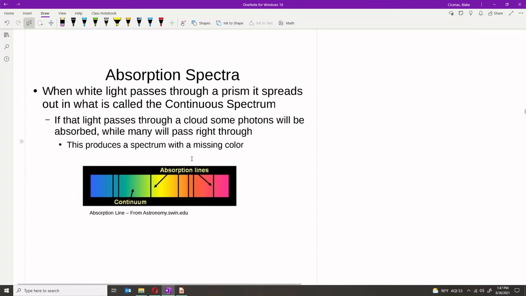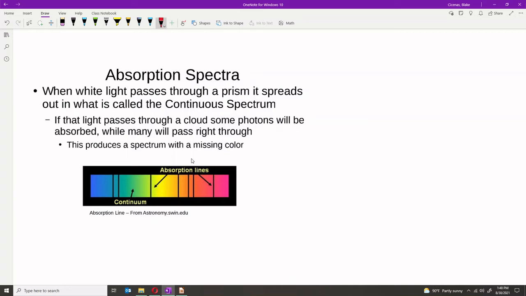If you pass white light through a prism, it spreads out into what we call the continuous spectrum. We kind of started that whole class with this. But if you pass it through a cloud, some of the photons are going to be absorbed, just because every gas works a little bit differently. And some are going to pass right through. And so it produces a spectrum with a missing color. And so this is just a basic little absorption spectrum, and of course they all have absorption lines.